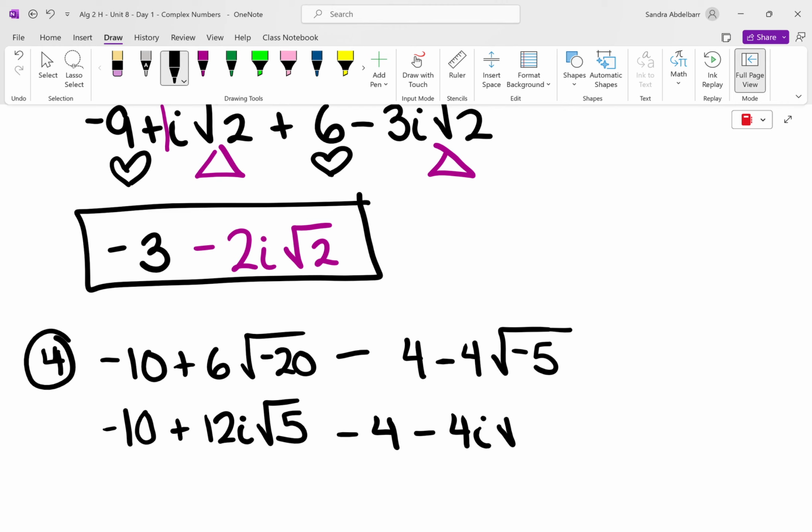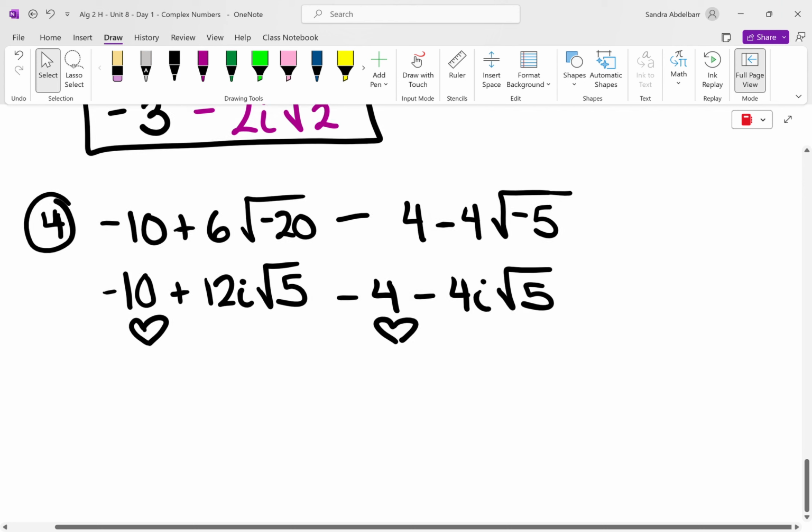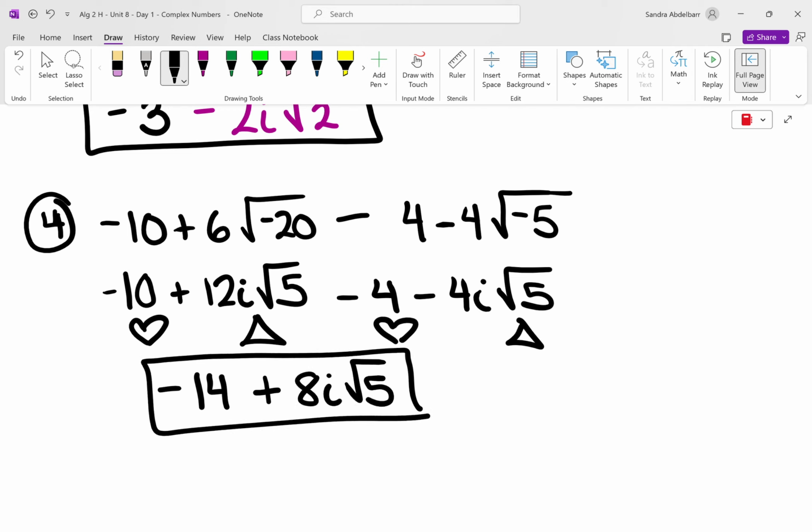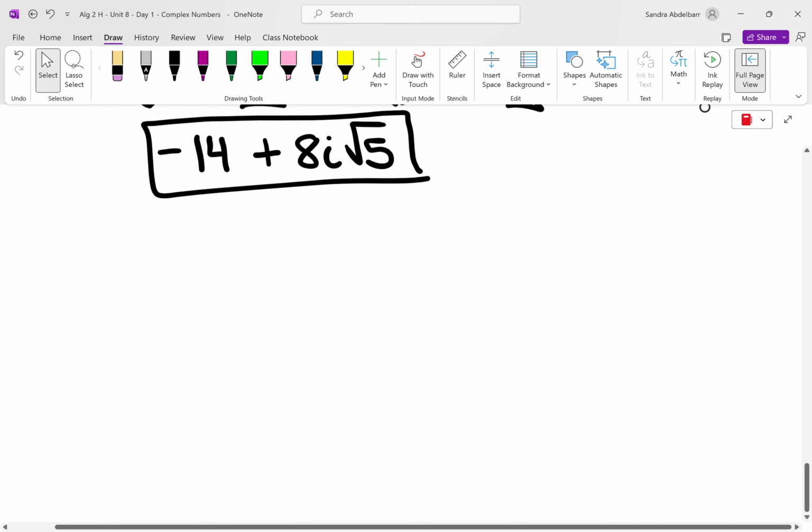And then in the second one, all we have to do is pull out an i. We combine our like terms, and we get negative 14 plus 8i root 5. How many people got that? Good. All right, next part, absolute value.